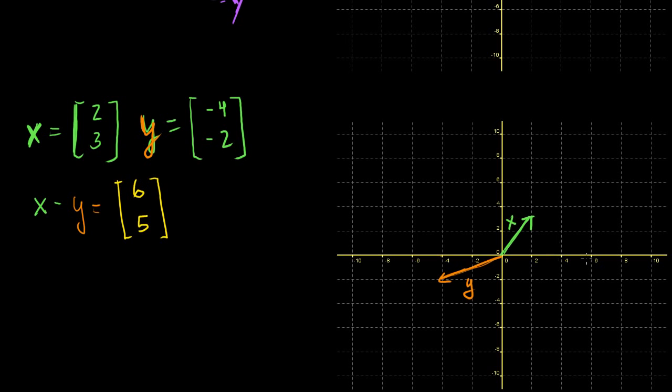So you could draw it out here again. To add 6 to the x-coordinate, you go over there, and then for the 5, you'd go up like that. So the vector would look something like this. It shouldn't curve like that. So that's x minus y.